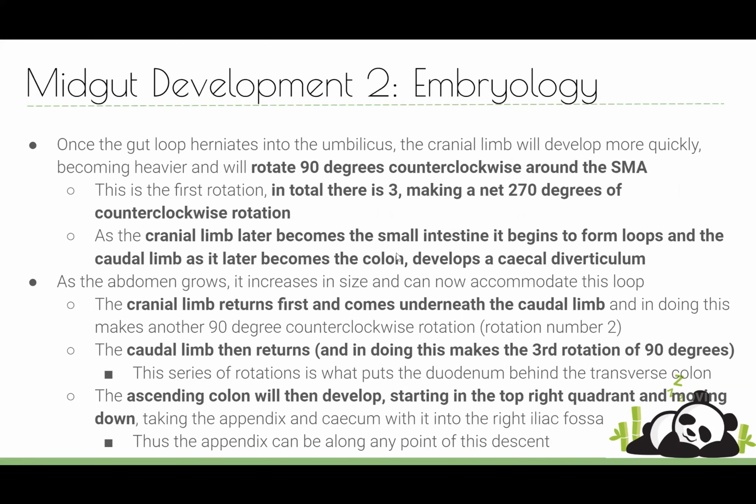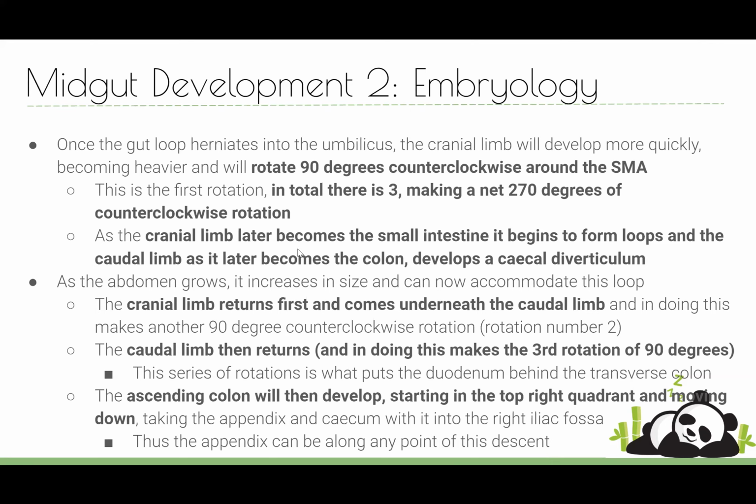So yeah, it rotates around the SMA. This is an important point, just because they ask it. It's kind of annoying, but it is a thing. This is the first rotation of 3, which makes a net 270 degrees of counterclockwise rotation. Again, I just put that there because they assess it. I don't know how important or useful that is.